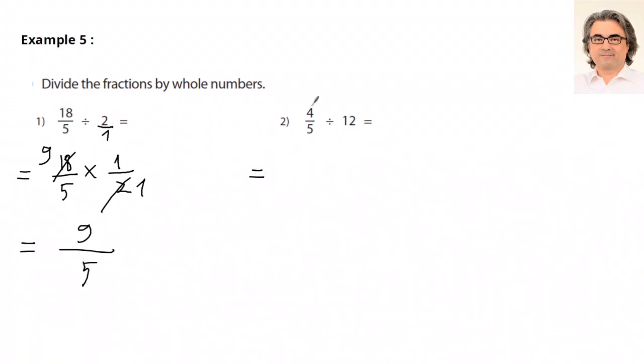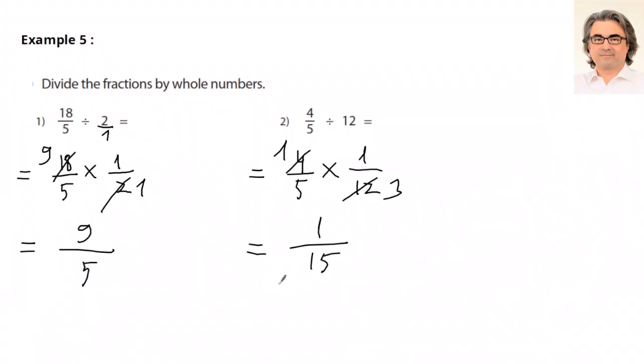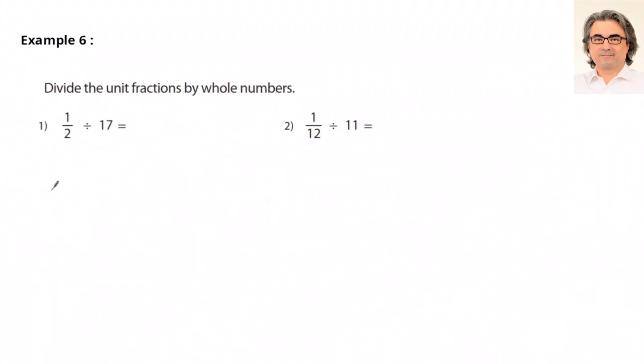What about the second one? 4 over 5 should be written the same. And then change this division operation to multiplication. Instead of 12, write 1 over 12. Is there any simplification between numerators and denominators? Yes, between 4 and 12. If you divide 4 with 4, the result will be 1. If you divide 12 with 4, the result will be 3. 1 times 1 is 1. 5 times 3 is 15. Any problem? No, I think you know very well now. Let's continue with the next one.